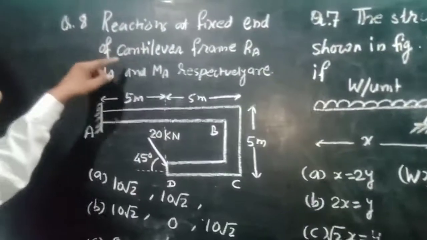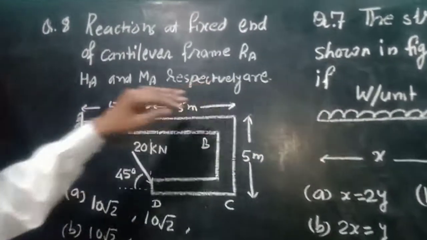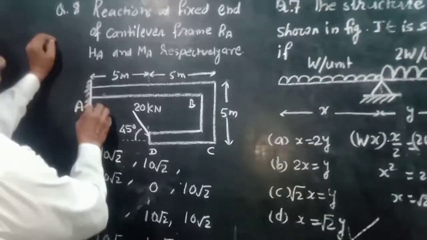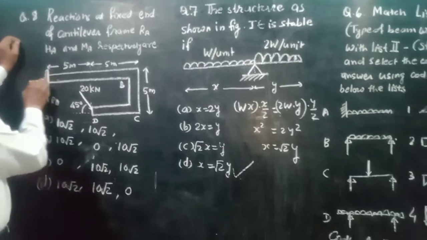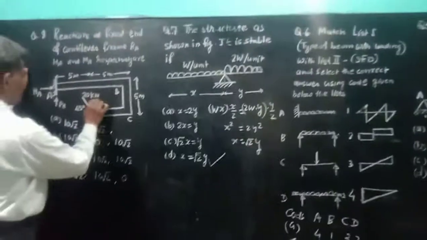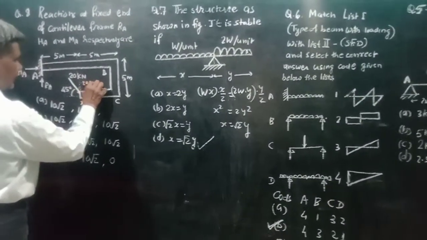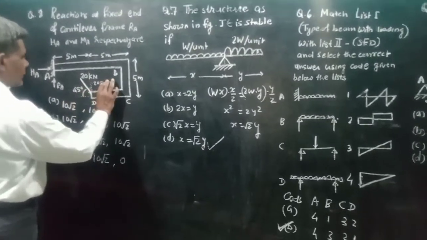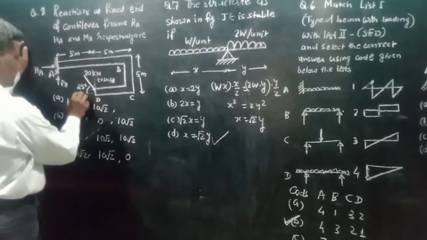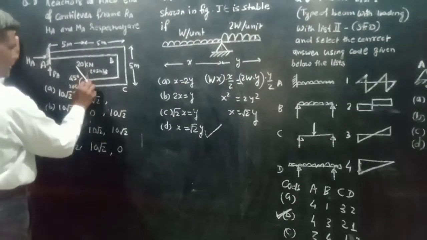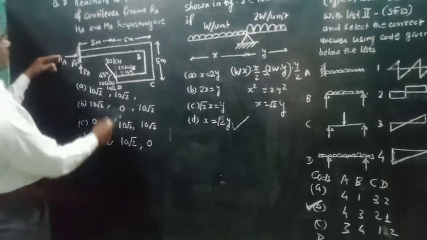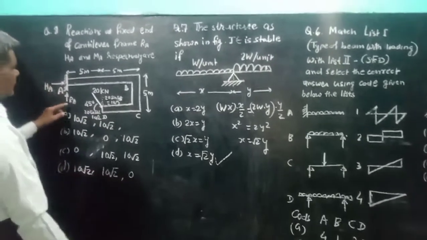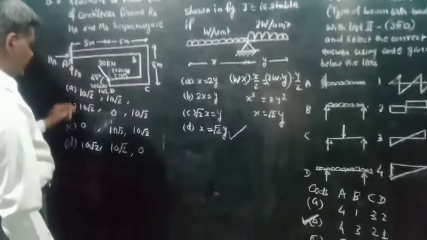Reactions at the fixed end of the cantilever beam: HA, RA and MA. So this is the cantilever beam as shown in the figure. Here the vertical reaction is RA, the horizontal reaction is HA, and this is the moment. So this is 20 with its component 20 sin 45 degree, and this is its other component 20 cos 45 degree. It is equal to 10 root 2, and this is equal to 10 root 2. So taking summation Fx equal to 0 and Fy equal to 0, therefore RA is equal to 10 root 2 and HA is equal to 10 root 2.